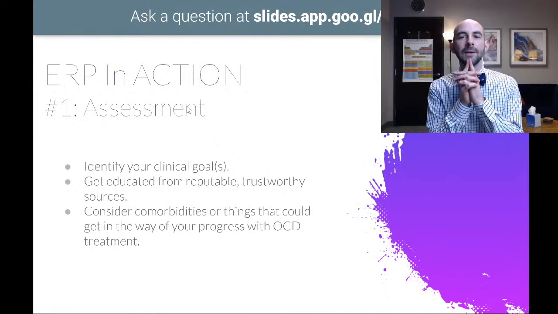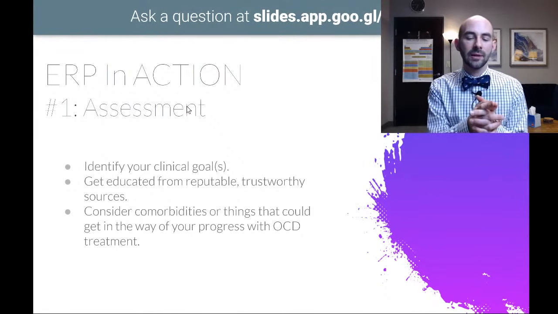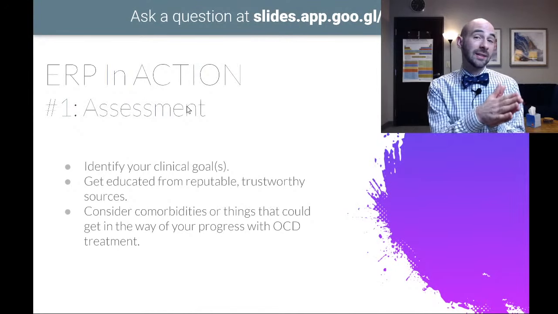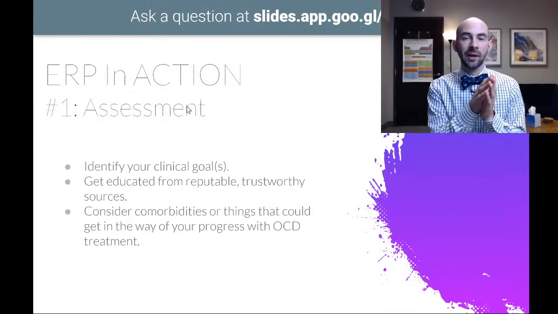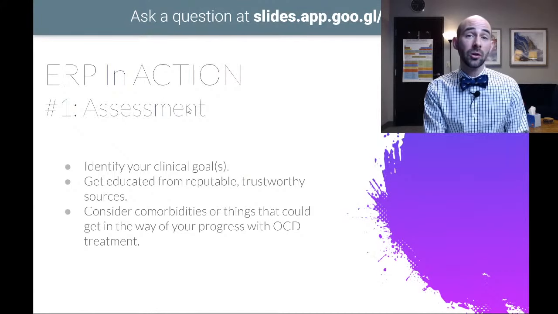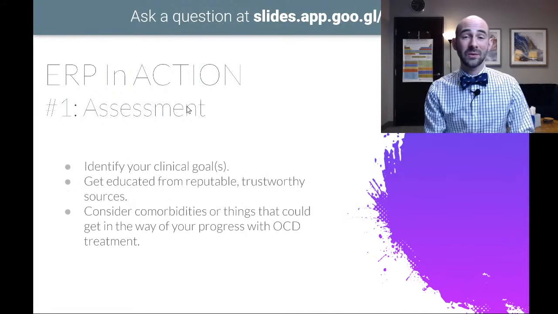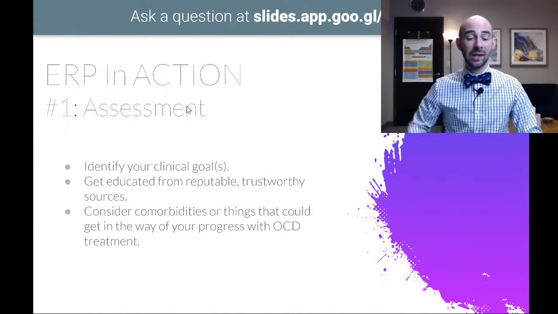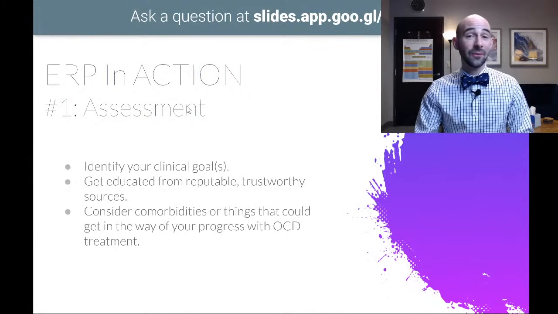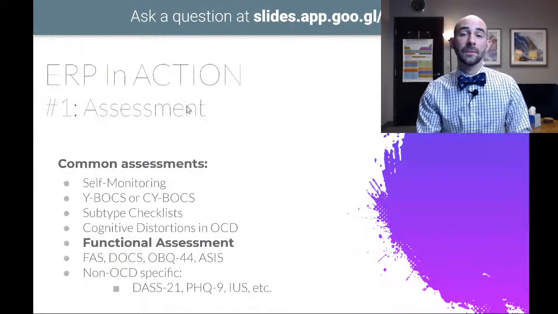So getting educated is key, and then considering comorbidities. We have to make a prioritization call. Again, if something else comes first, then we have to treat that first. If somebody is actually suicidal, then we have to treat that first. But if they just have suicidal intrusions and that's driving the distress, then we're definitely going to treat the OCD first.